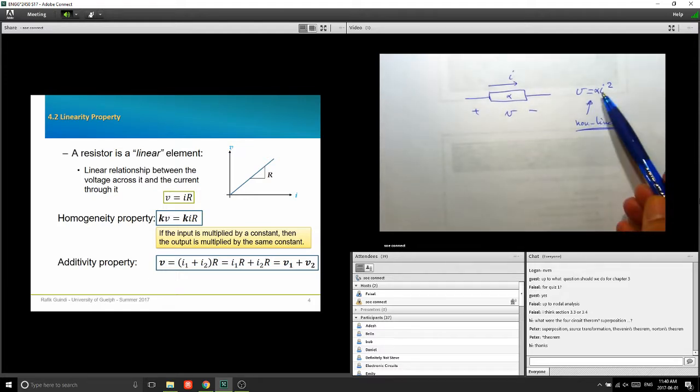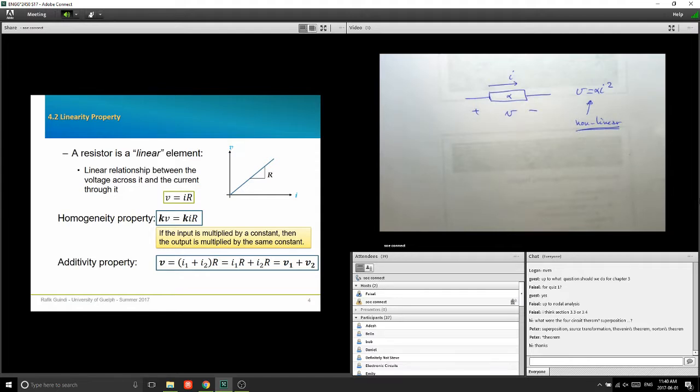And also, if you have I1 producing a voltage and I2 producing another voltage, if you have I1 plus I2 squared in here, okay, it's going to mess up your addition. It's not going to be linear. So you can have elements that are non-linear. We don't have anything like that right now in this particular course.